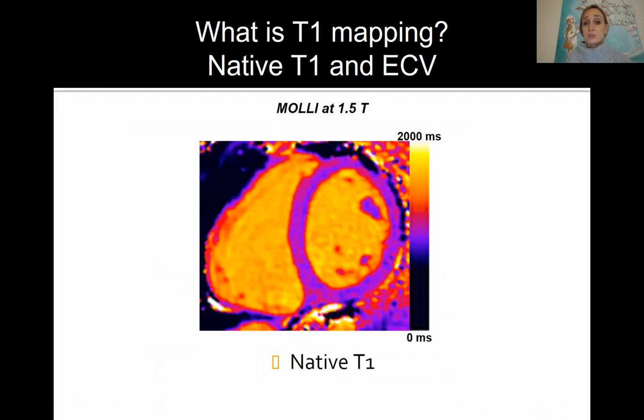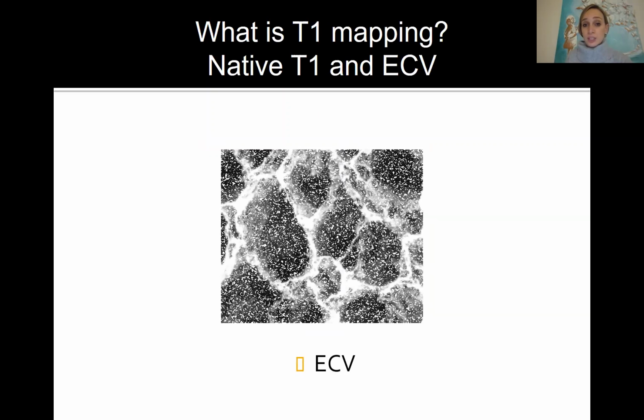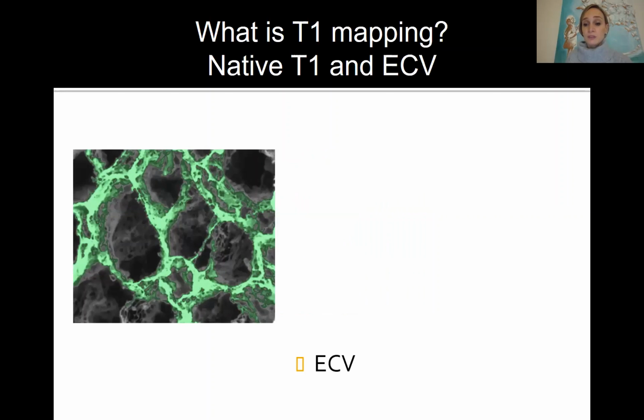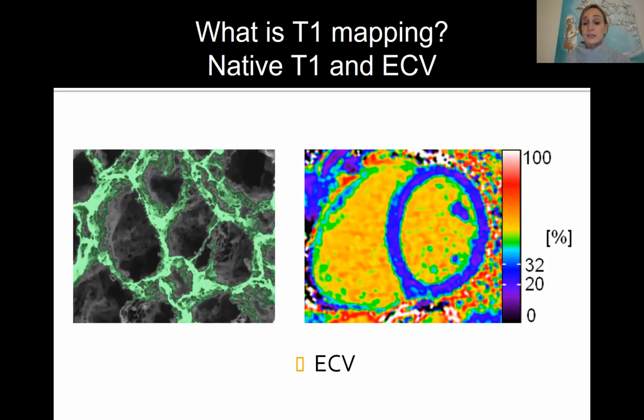And the reason is really because the T1 is a composite signal. By giving contrast, you can actually isolate the signal just from the extracellular space. And by repeating a T1 map post-contrast, you can get an extracellular volume map, so a pixel by pixel quantification of the extracellular volume. And the extracellular volume in amyloid is an indirect measure of the amyloid deposits. So the real advantage of T1 over late gadolinium enhancement is that we can actually measure the amyloid burden.